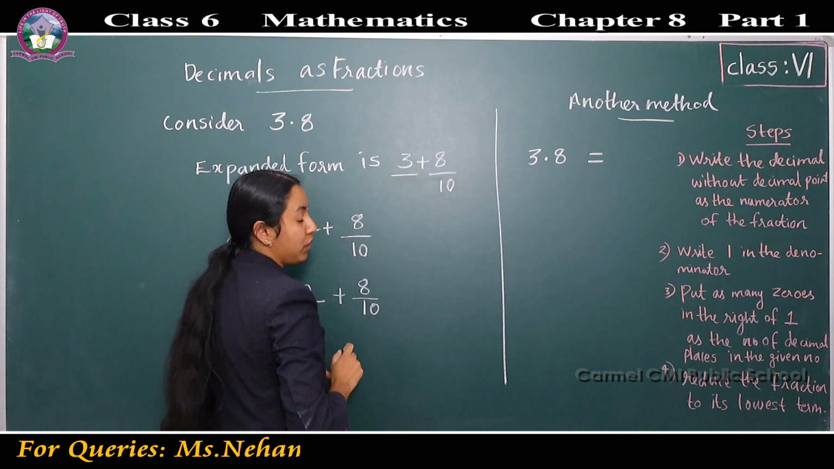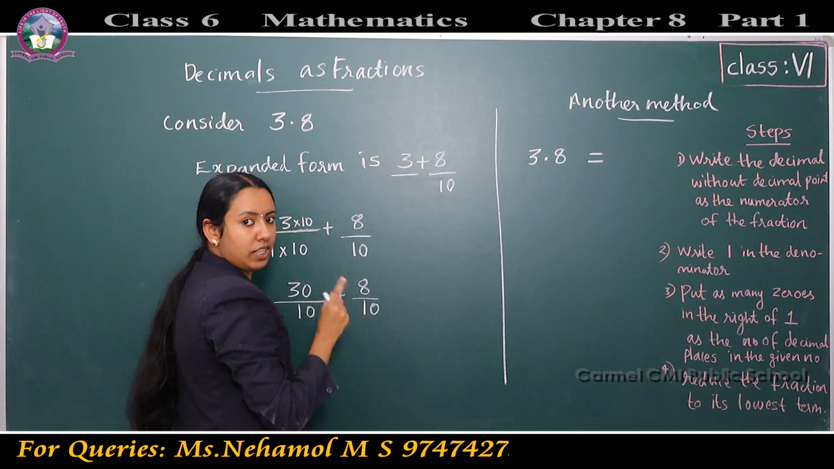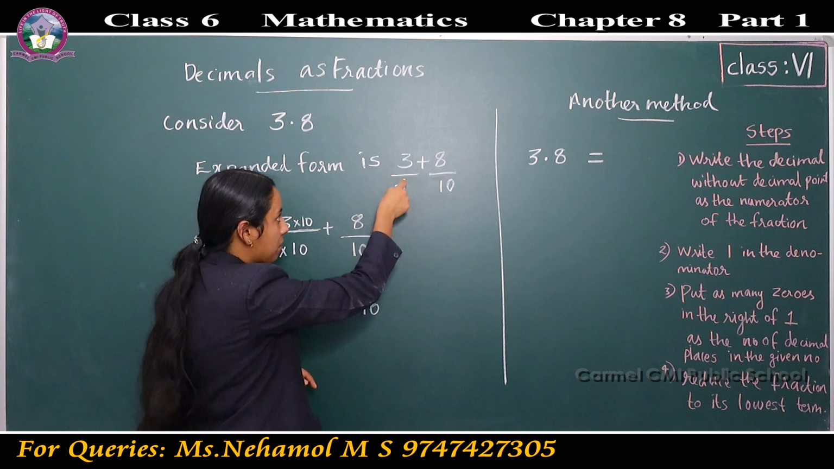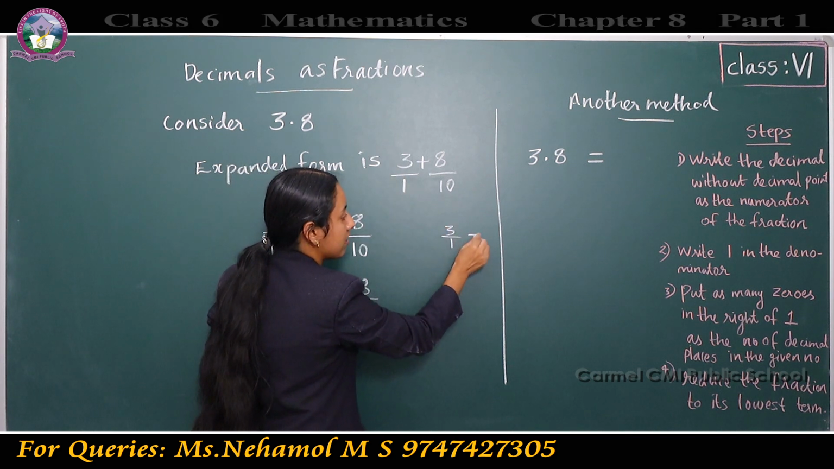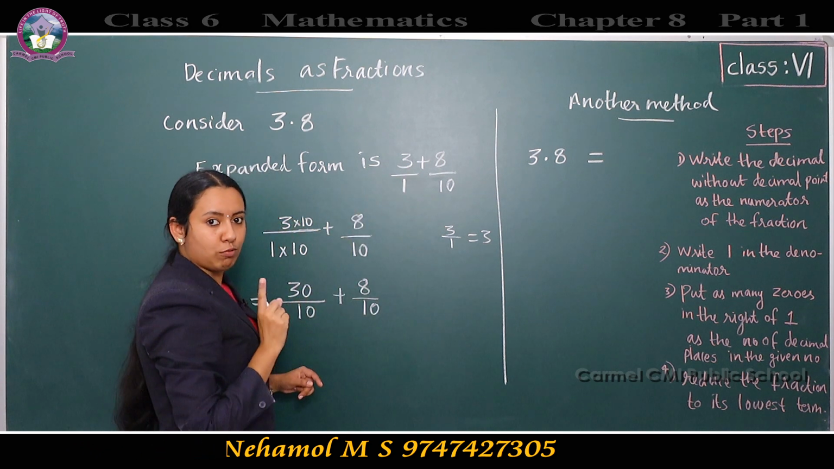Here, what is the denominator of 3? 3 is only there, which means the denominator is 1. 3 by 1 is 3 itself. So here the denominator is 1.